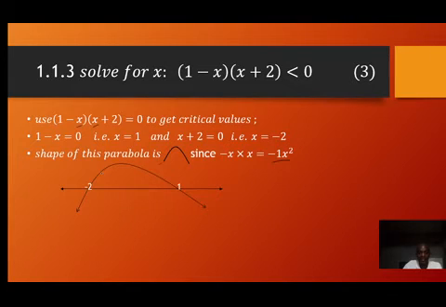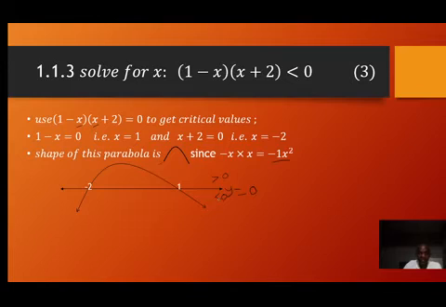So now don't forget this. On this line, which is the x-axis, we know that y equals 0, and if you go above the line, it is y bigger than 0, and if you go below the line, it is y less than 0.